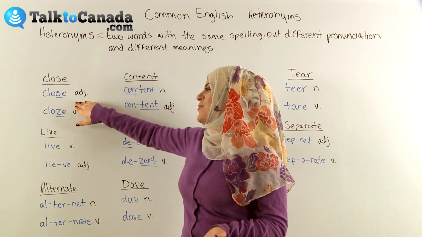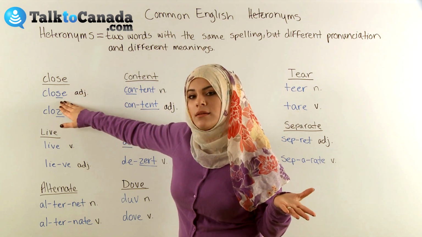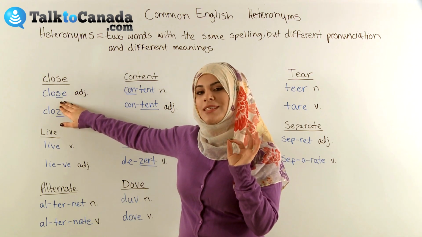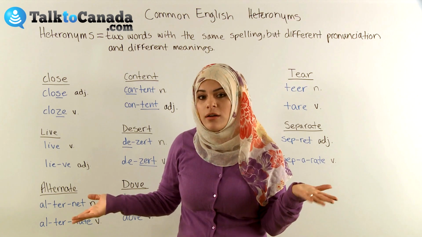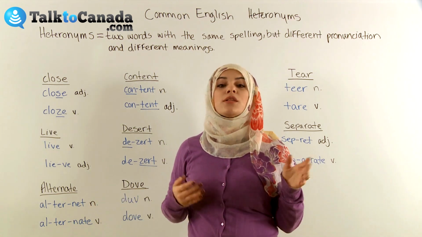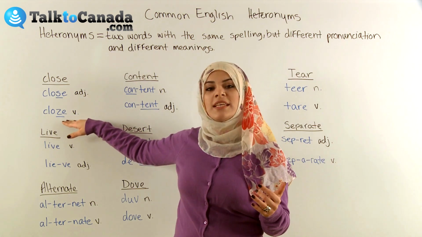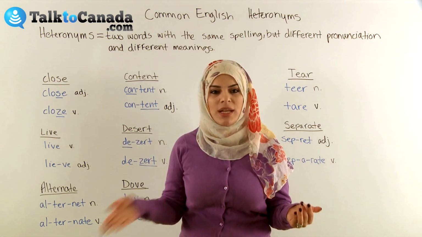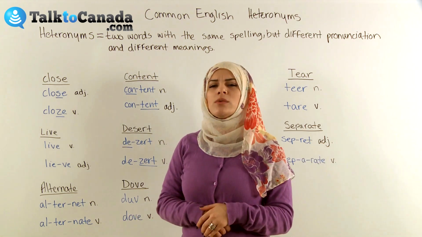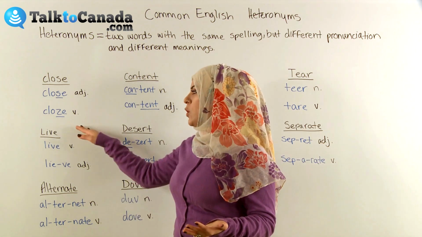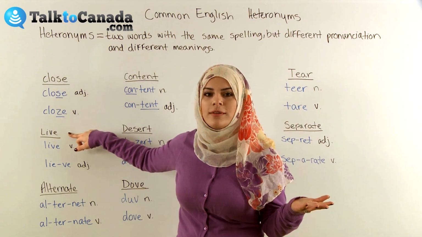All right. So close. The first one, close, has a lot of emphasis on the S sound. Close means near, not far. For example, my house is close to the mall. Whereas close is a verb and it means shut or the opposite of open. So please close the door when you leave. Okay? So close. Next one, live or live.